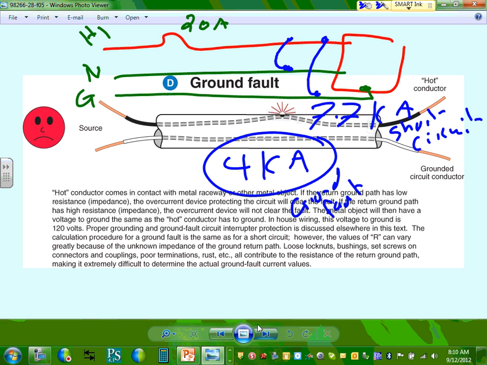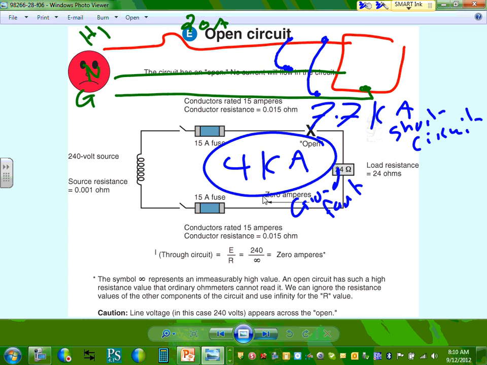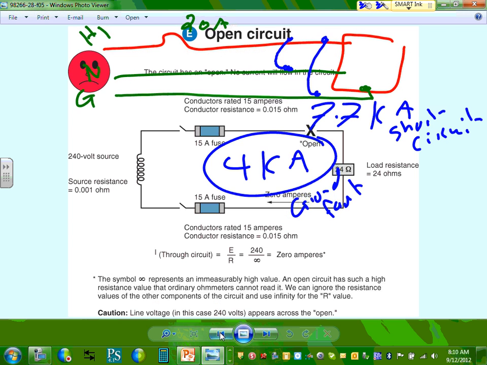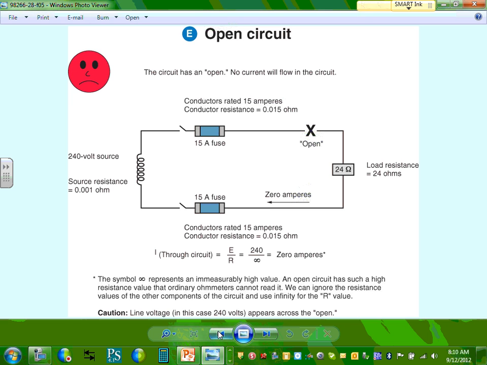Okay, open circuit. Here's the last condition. The last condition of a circuit is basically an open circuit, right? So you went to the hot. Can you guys see the hot here? And you just brought a plier and chopped that wire. You open the circuit. So we're dead, right? Is there any current going on here? No. No current is going on.